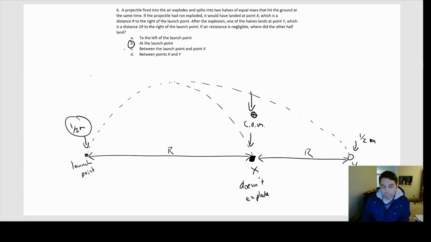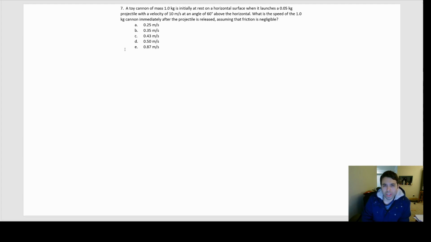Okay, moving on. Number 7, a toy cannon of mass 1 kilogram is initially at rest on a horizontal surface. Draw a little cannon. Oh, I was going to unplug. Let me try this. Maybe this will work. I don't know.